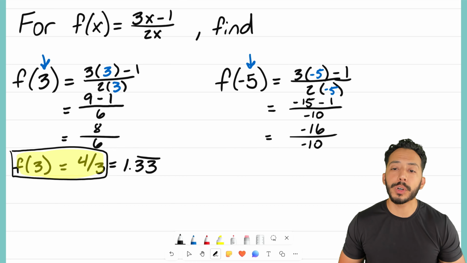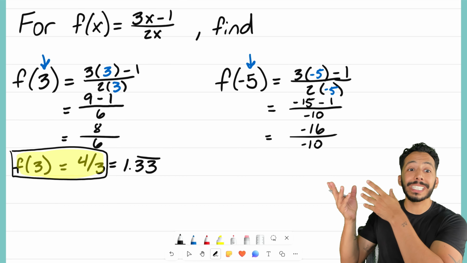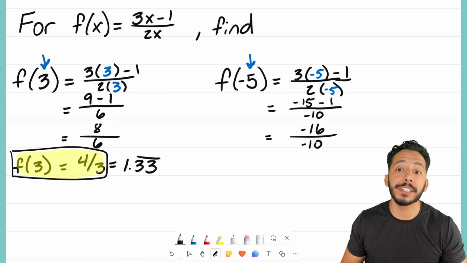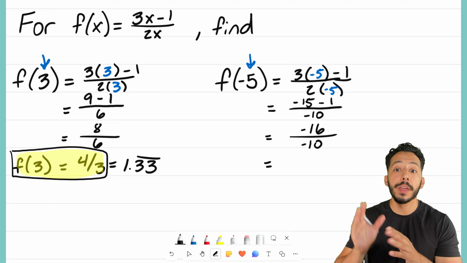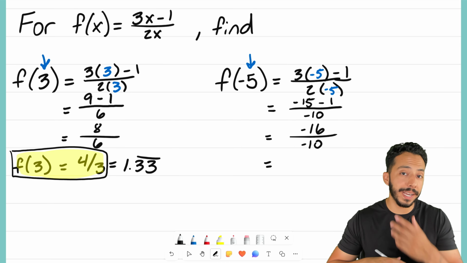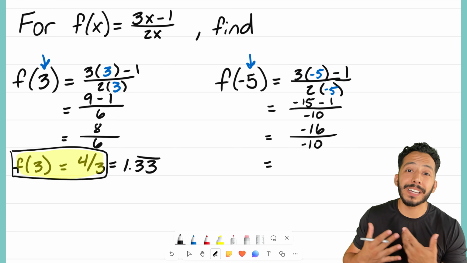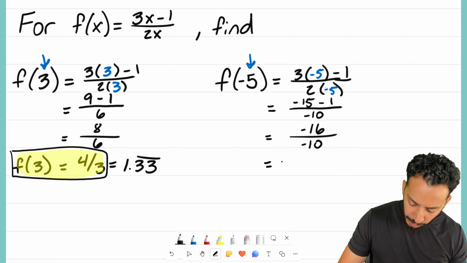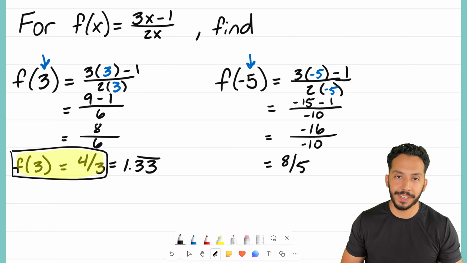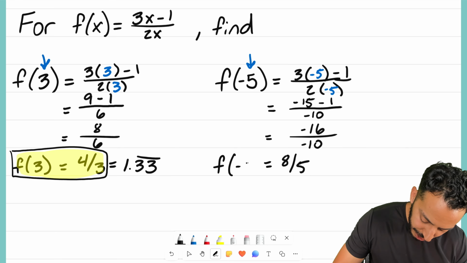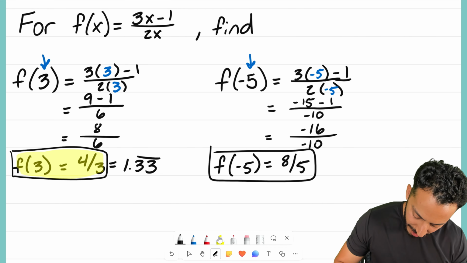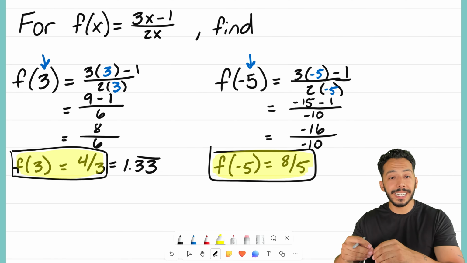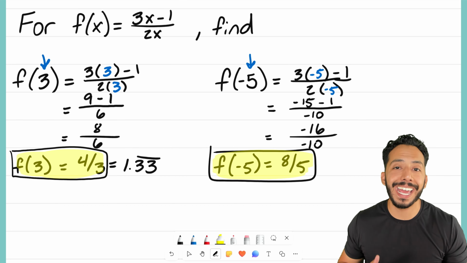Again, I'm going to bring it down one more line. And now we have this fraction, kind of like the last part, where we can simplify this. Because -16 over -10 does simplify. Now, the negatives are going to go away. A negative divided by a negative, those go away. So now we just have 16 over 10, and 16 over 10, I think 2 goes into both of those. So it's actually going to reduce to 8/5. So again, my final answer: f of -5 is 8/5. What that means is, when my input is -5, my output is 8 over 5.